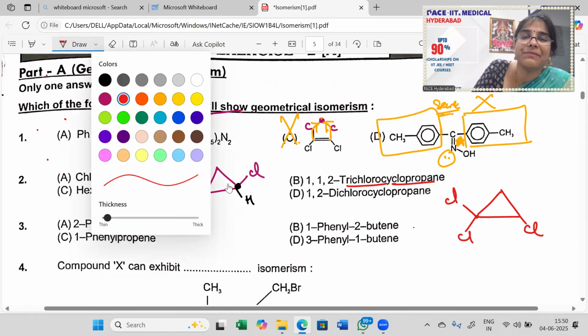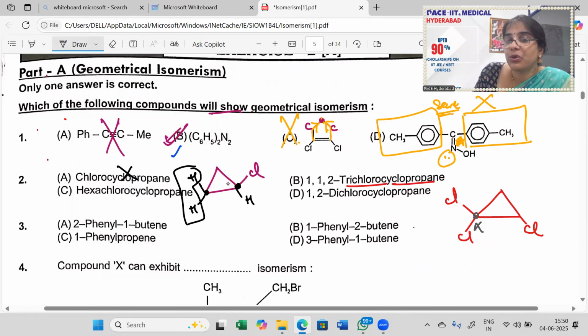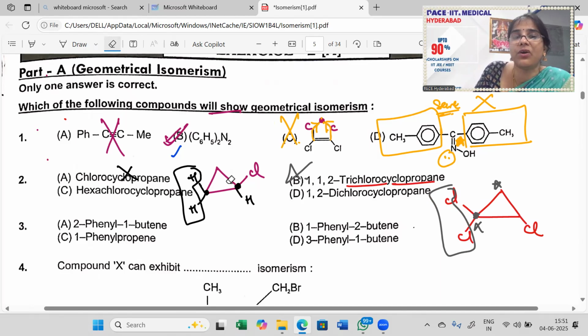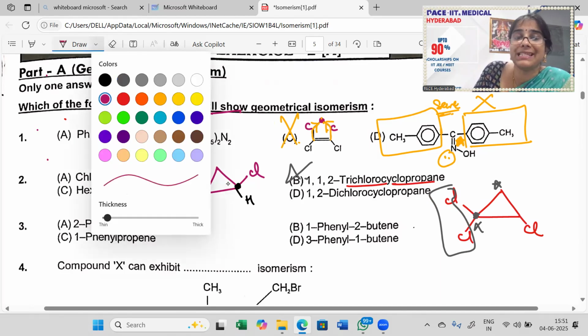So where do I see my geometrical isomerism there? Here definitely no. Whichever position I talk about, I have already failed in the first step, two chlorines on one carbon. No, not at all, right? So this also will be wrong. Then hexachlorocyclopropane, all of them are chlorine, all the same groups, definitely not. So my only option left is D, right?